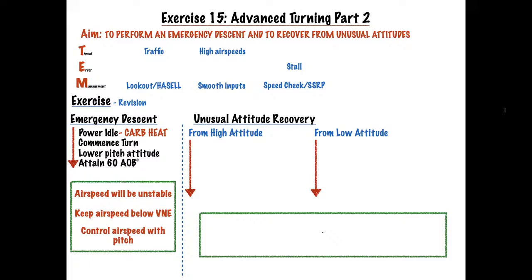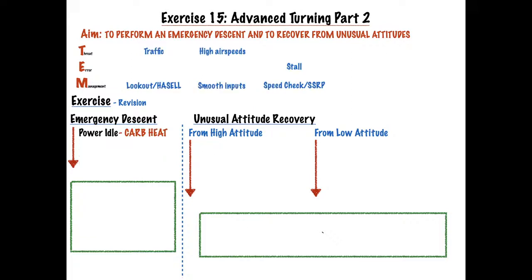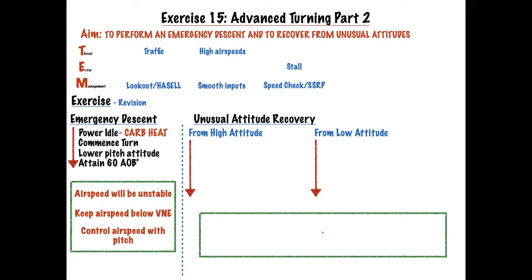So, first thing we're going to do from a high attitude, we need to lower the nose to the horizon because the main concern with a recovery from high attitude is going to be stall, as you correctly pointed out. So, we lower the nose to the horizon. Okay? And then we increase power if we need. We keep the aircraft in balance so that we don't spin. And finally, only then, we roll the wings level.